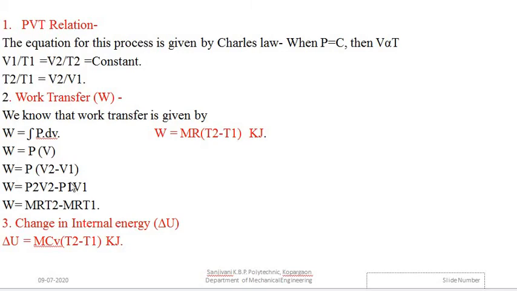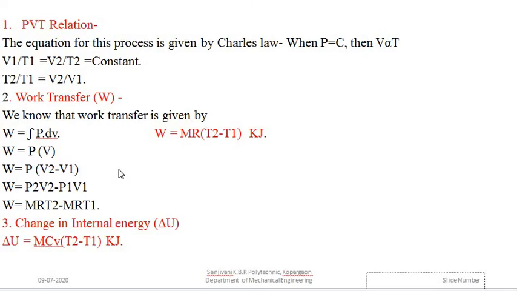Now in terms of the general gas equation, we can simplify this as W is equal to mRT2 minus mRT1. Therefore, W is equal to mR, which is a common term, into bracket T2 minus T1. So that is work in kilojoule, that is the total work.